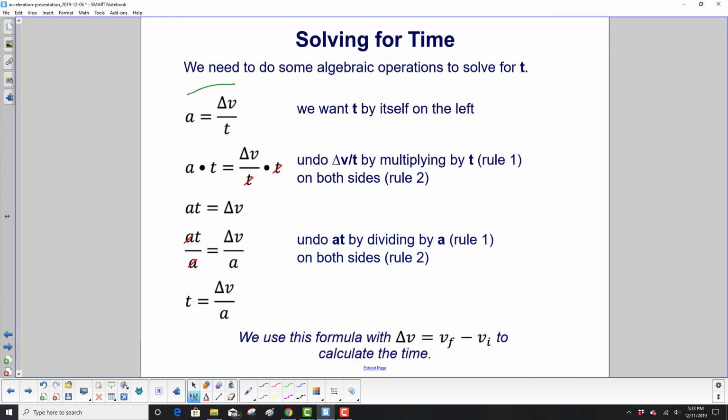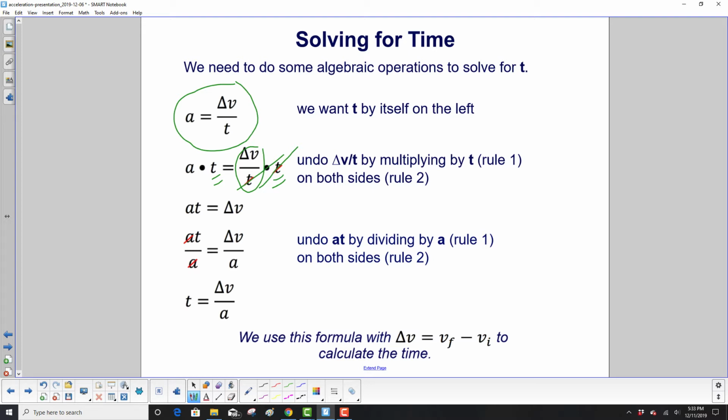What if we have the acceleration equation and we would like to solve for time? We want time all by itself on the left. First thing we do is multiply both sides by time because we want to undo the delta V over t, which was division, so we multiply by time, rule 1, and then rule 2, do it to both sides. So you see time here, this guy cancels out, so we have AT equals delta V.